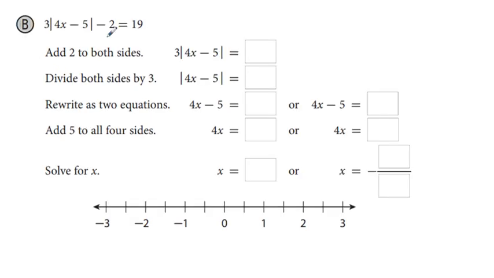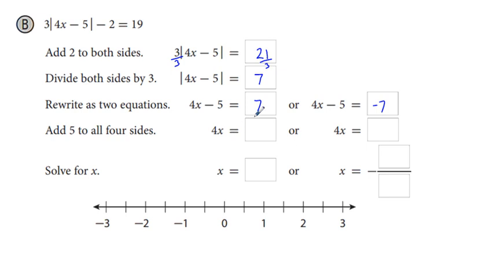Okay, now we have B, and just kind of follow along while I do this, or you can work ahead if you'd like. So here, if we have our equation, we add 2 to both sides of the equation, to get rid of this negative 2, we get equal to 21 on the right side. Next, divide both sides by 3. On the right side, 21 divided by 3 is 7. And now we have our absolute value expression isolated, so we have 4x minus 5 equals 7, or 4x minus 5 equals negative 7.